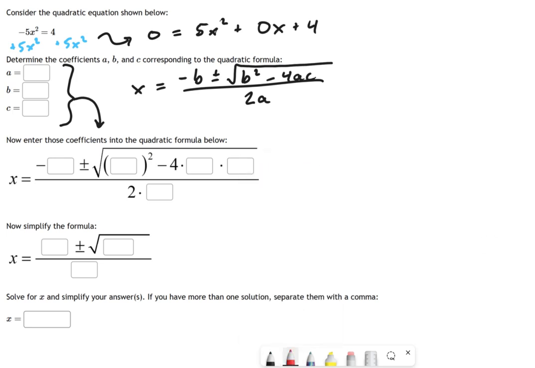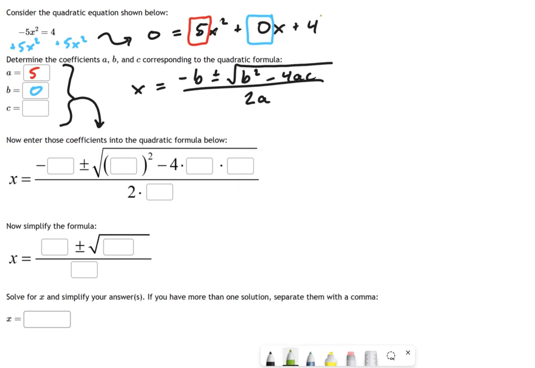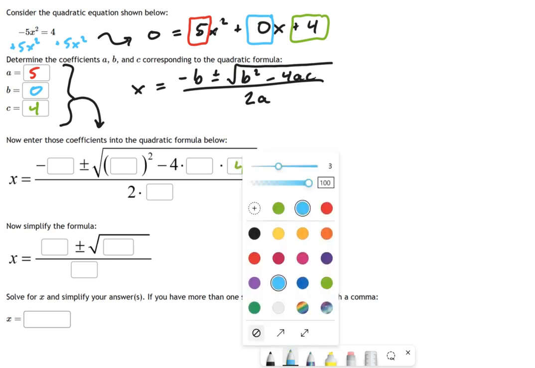Let's talk enough about this. Let's put in our a, b, and c values. So a is 5. Okay, b is this next one. It's how many x's you have, which if it's blank, you can just say 0. You don't need to write it out like I did. And then the number at the end, that's c. That's my value 4.